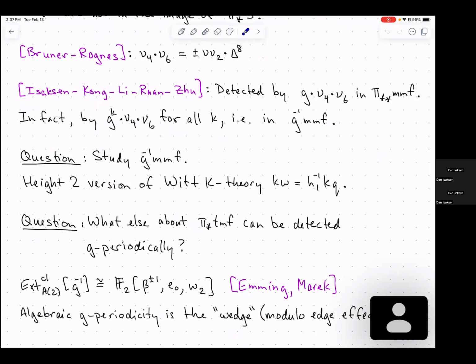What I'm saying is that one should construct MMF. We only know that MMF exists over the complex numbers, but one could try to construct MMF over arbitrary fields. I realized recently that when I say MMF, what I really mean is to construct EO2 over arbitrary fields. It doesn't have to be an integral thing, but anyway, construct MMF or EO2 over an arbitrary field. And one should probably be studying G inverse MMF of a field.